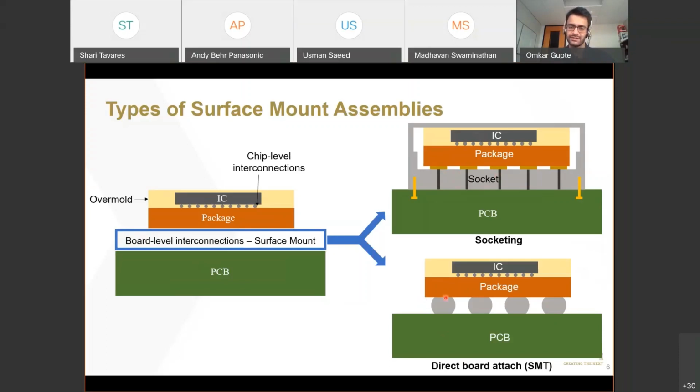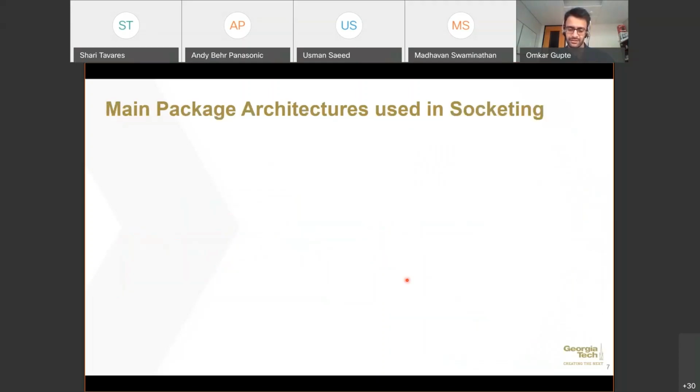The second type of surface mount assembly is what is called direct board attach, or SMT. In this case, the packaged IC is directly attached to the printed circuit board using a solder paste. In this case, we are showing a ball grid array, which we'll be talking about in just a minute. But the concept is that there is no socket between the package and the PCB, and the packaged IC is directly attached to the printed circuit board. Since these two are the main types of surface mount assemblies, we'll be talking about the main package architectures used in both of these.